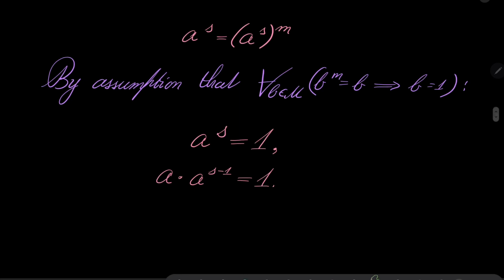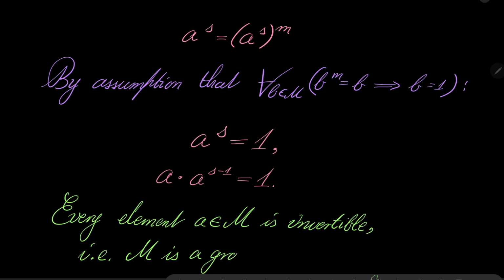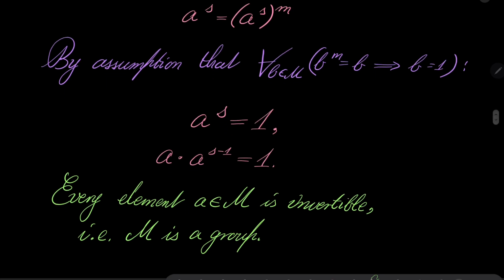So every element a of our monoid is invertible, which means that it is a group, i.e. M is a group. And this closes our proof.